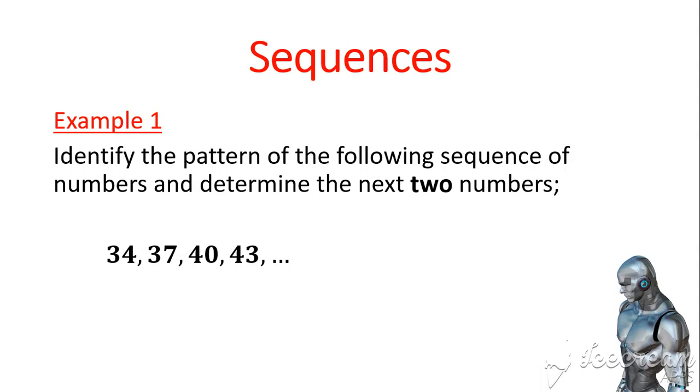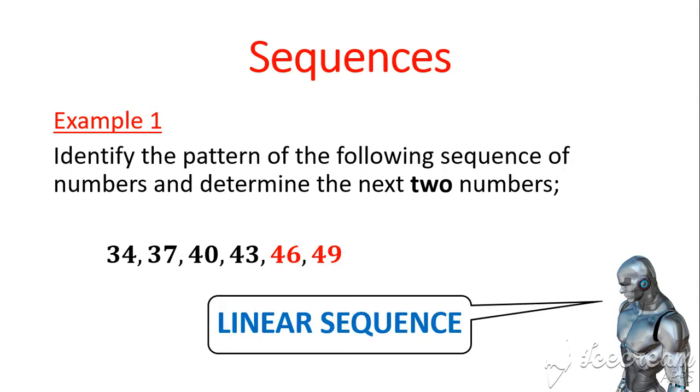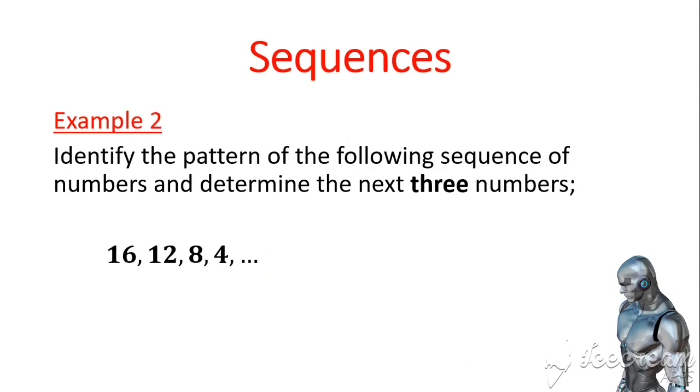So it starts at 34, 37, 40, 43. You figured it out? Yes, we're adding 3 to each number, starting at 34 and adding 3. So 43 plus 3 makes 46, and 46 plus 3 makes 49. Now, because we're adding the same number every time, it gets called a linear sequence. I'll give you a definition of that shortly.